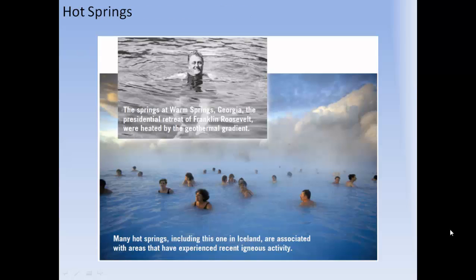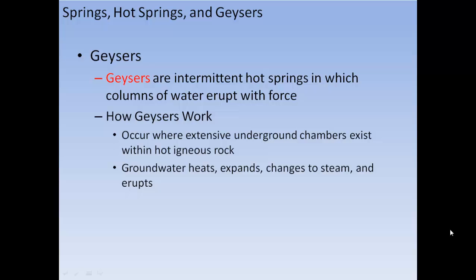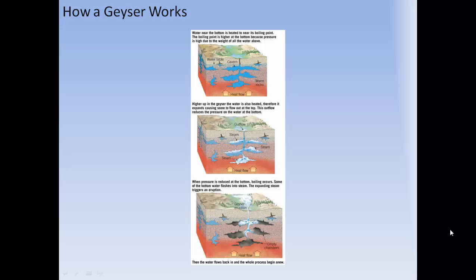The main hot springs, including this one in Iceland, are associated with areas that have experienced recent igneous activity. Geysers are intermittent hot springs in which columns of water erupt with force. How do geysers work? They occur where extensive underground chambers exist within hot igneous rock. Groundwater heats, expands, changes to steam, and then erupts.